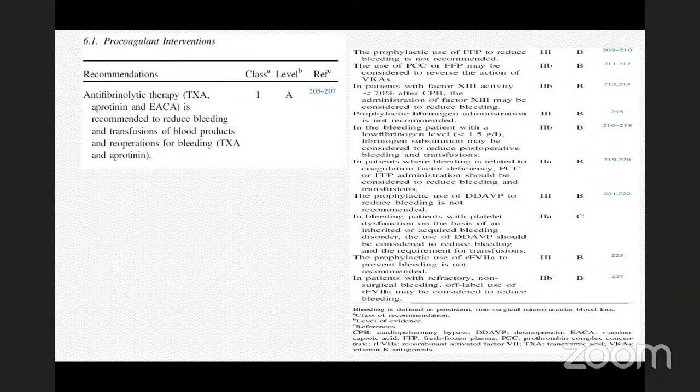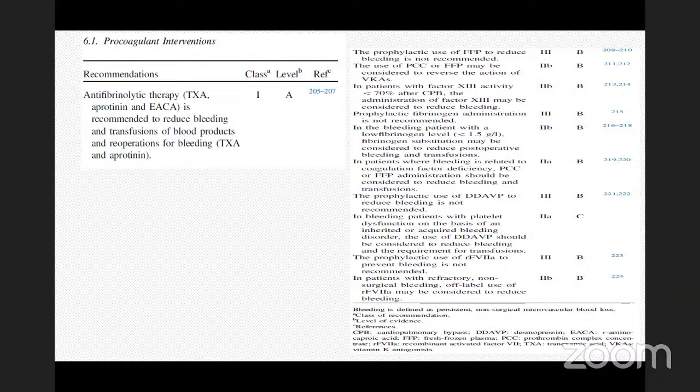In patients with factor 13 activity less than 70% after cardiopulmonary bypass, the administration of factor 13 may be considered to reduce bleeding. This is class 2B, level B. Prophylactic fibrinogen administration is not recommended. This is class 3, level B.